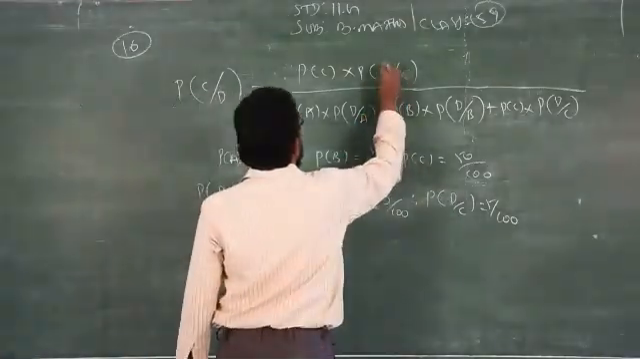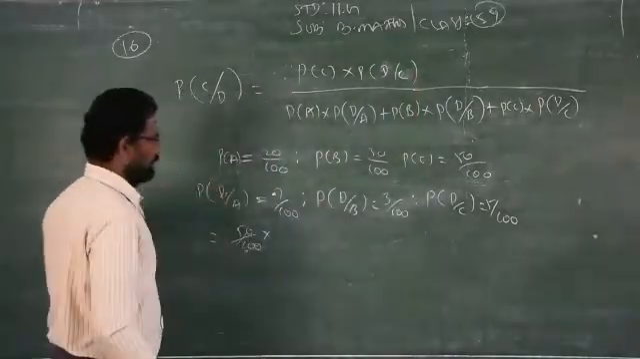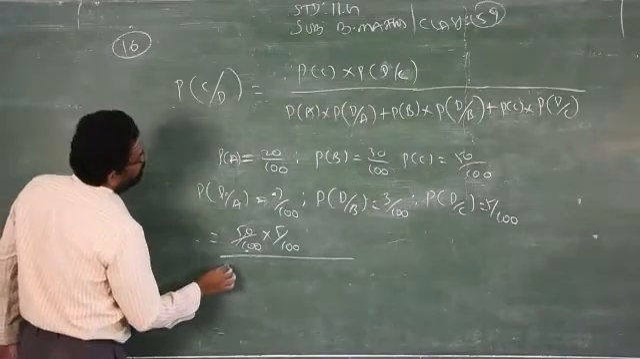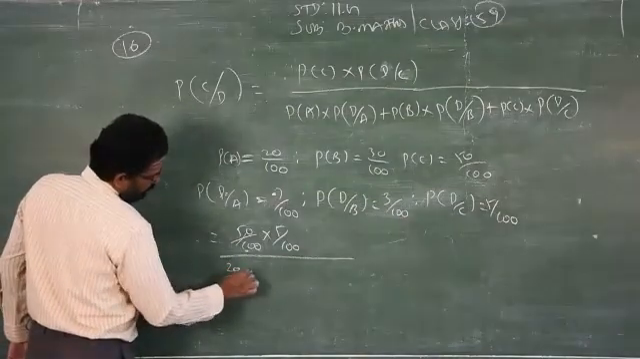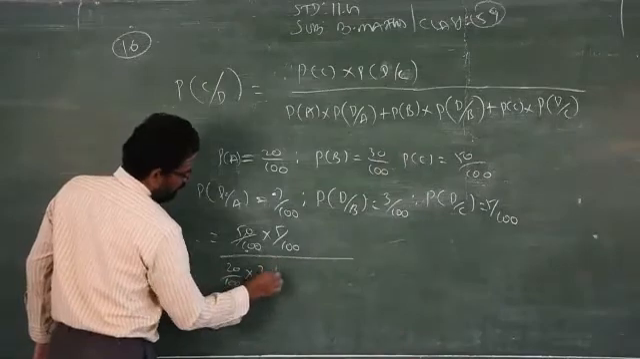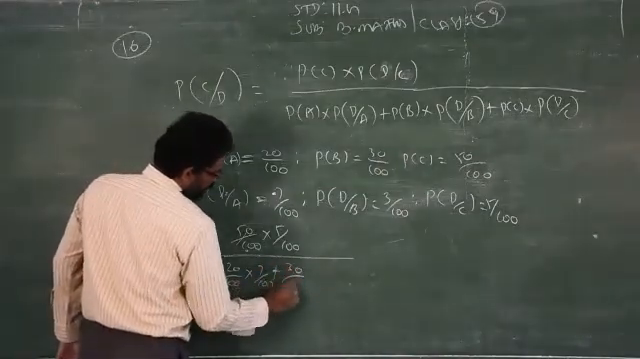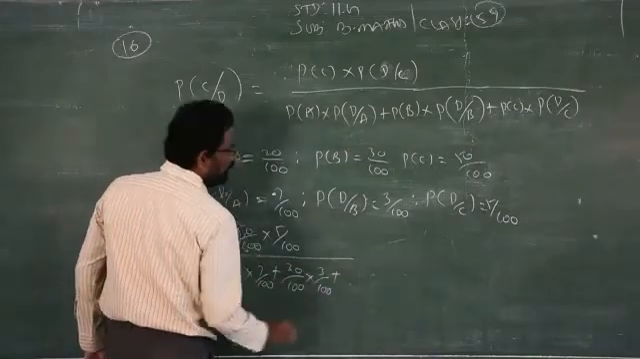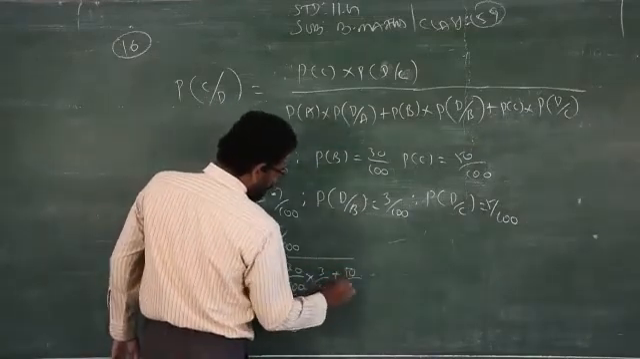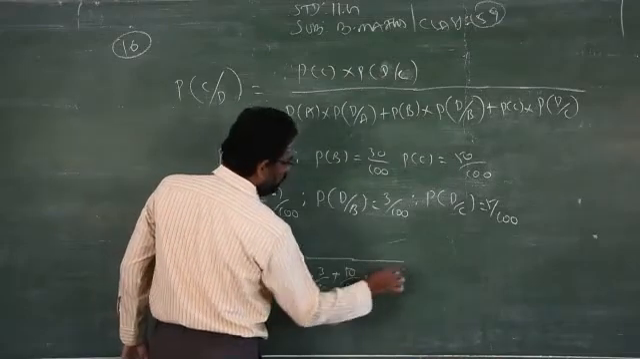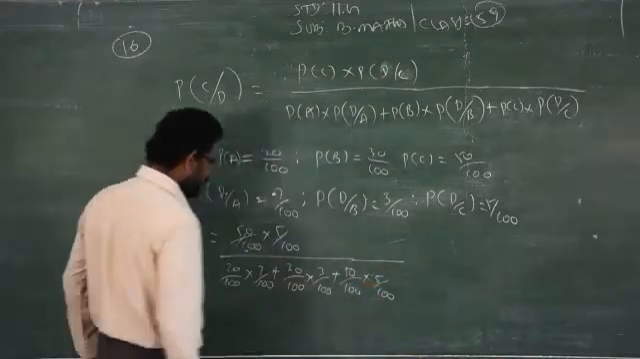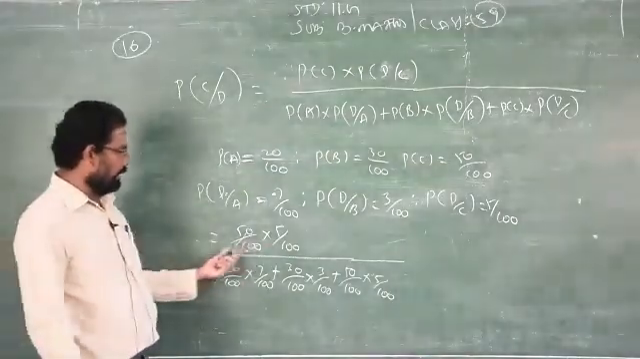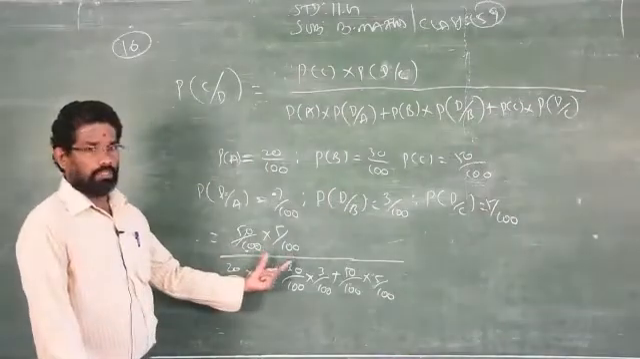Here I changed the defective from the C, so DC by 5 by 100, then 20 by 100 into 7 by 100, 30 by 100 into 3 by 100, the last one 50 by 100 into 5 by 100. So use calculator and simplify, you will get the answer, or you can take 1 by 200 into 100, how much?